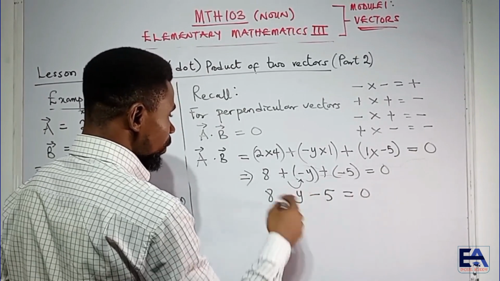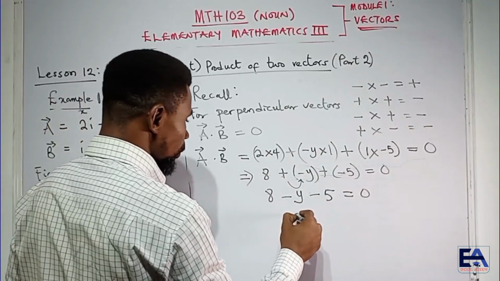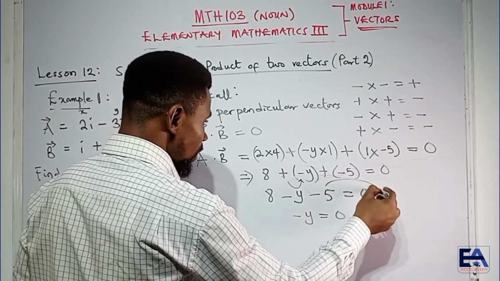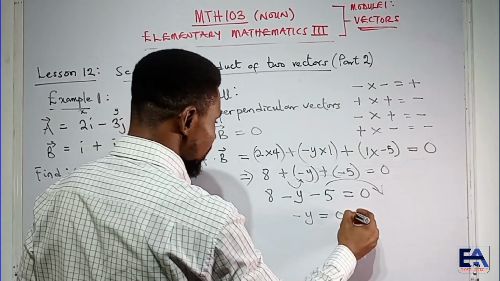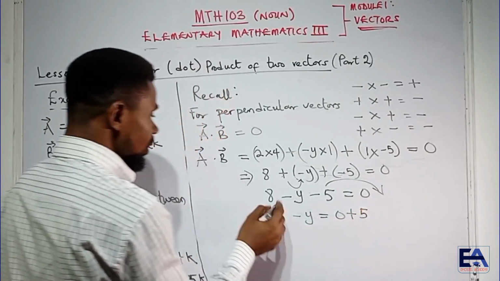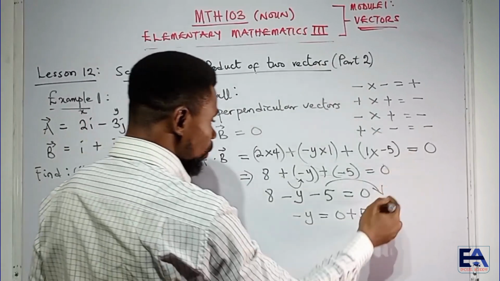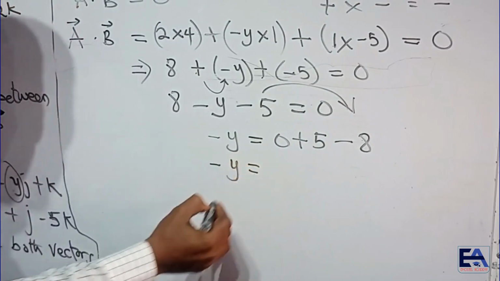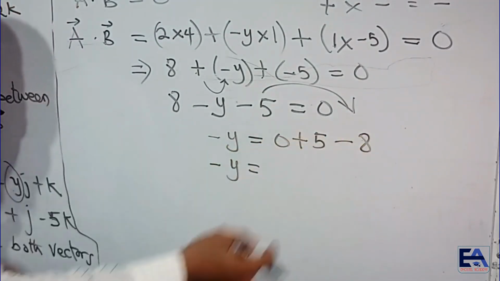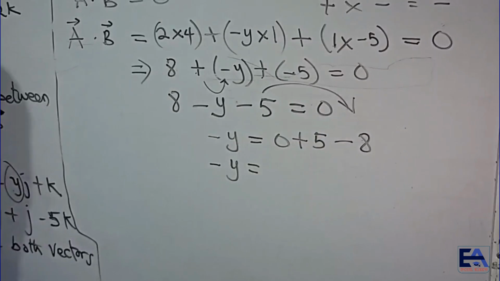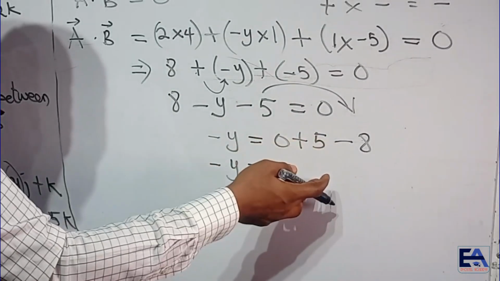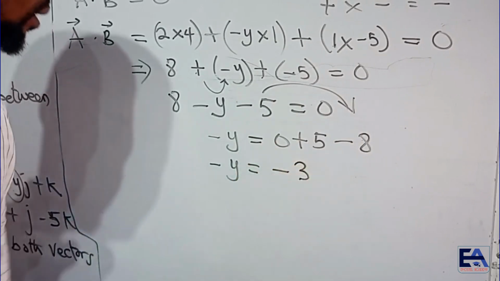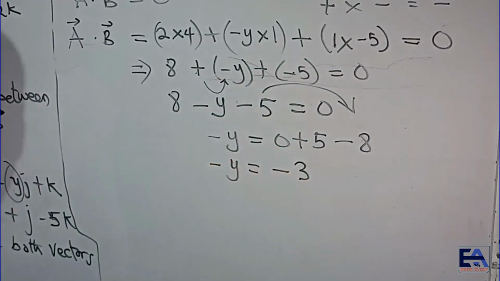So since y is what we are looking for, we send everything else to the other side. So we have minus y is equal to 0 that was here before. Then this 5, it was negative. By the time it crosses to the other side, it becomes positive. Then this 8 was positive. By the time it gets to the other side, it becomes negative. And so you have minus y is equal to 0 plus 5 minus 8. So which means I'm having 5, but I'm owing 8. So if I pay the 5, I will still be owing 3. So at the end of the day, minus y is equal to minus 3.